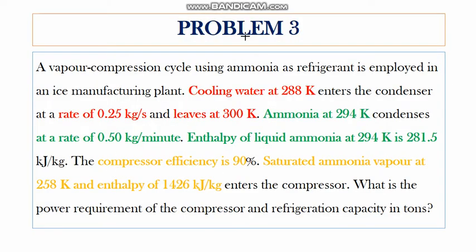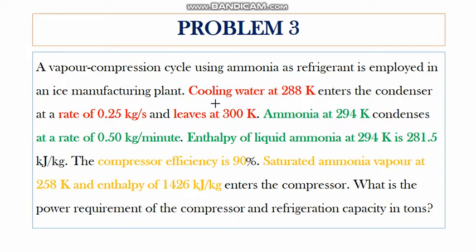Now we'll move to the third problem, that is the vapor compression cycle. In this problem, it is very clearly given as a vapor compression cycle. If it is not given, you need to find which category the problem comes under. If it is given, it is very easy, so you can directly use the formula for the vapor compression cycle. It is a vapor compression cycle using ammonia as refrigerant. Okay, it is the ice manufacturing plant.